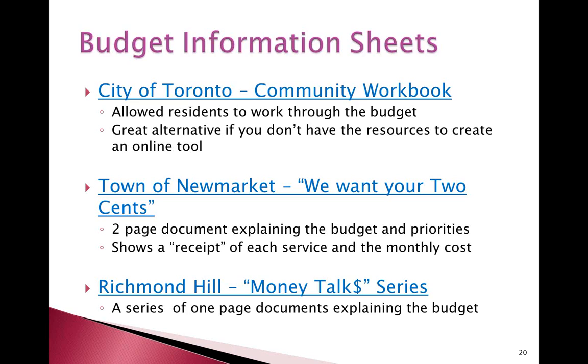The last one is the Town of Richmond Hill. They created a Money Talks series. It's a series of one-page documents explaining the budget. There are 5 different documents in there, and it's in layman's terms.